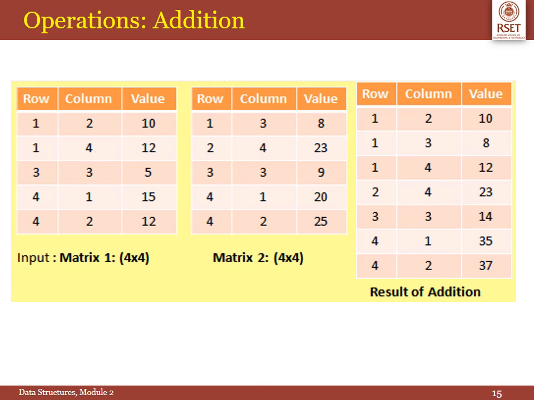So now we are in the fifth row in both the matrices. I'll compare the row and column. Again, they are the same. We will add, and the entry is 37. This is how you perform addition.